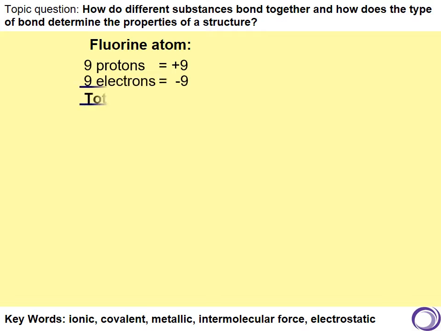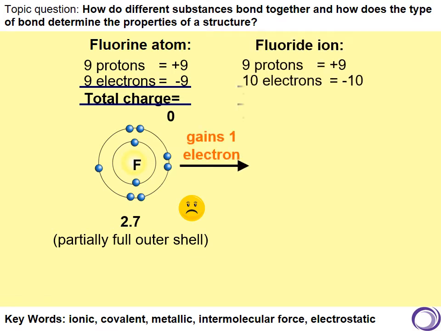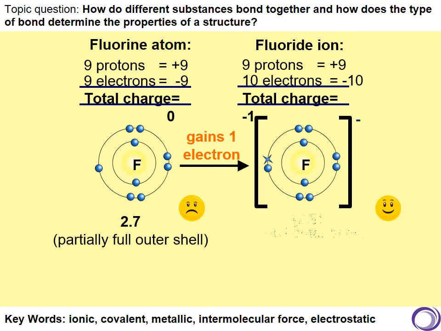Let's look at a fluorine atom then. Fluorine has 9 protons and 9 electrons. Overall it has a charge of 0, but it has a partially full outer shell with 7 electrons in its outer shell, so it's not happy. It therefore gains 1 electron, and now it has 9 protons and 10 electrons. When we add this up, this gives us a charge of -1.